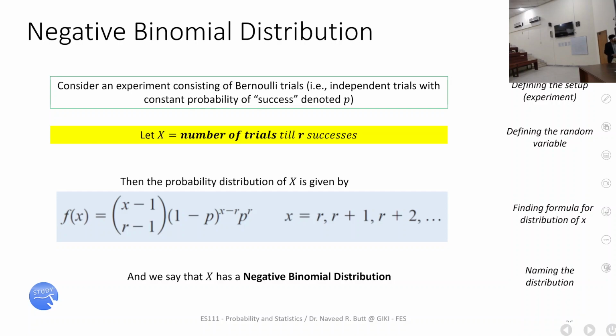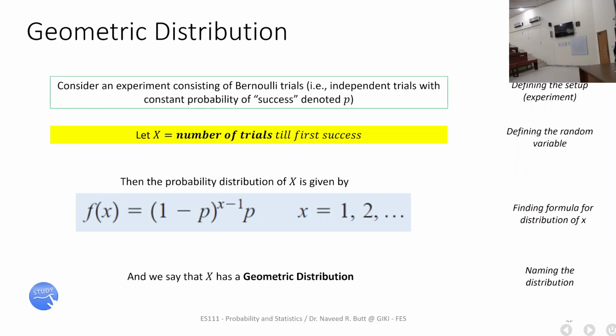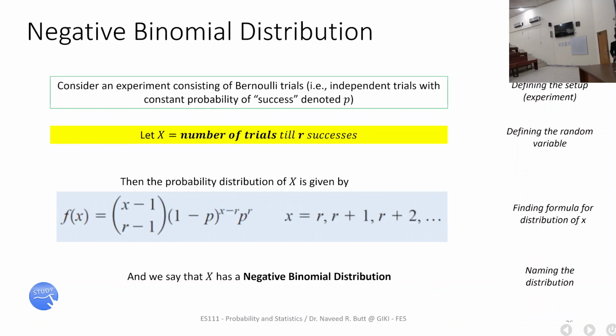Okay. Now let's change the question. Number of trials till R successes. This was saying number of trials till first success. This is saying number of trials till R. What do we mean by that? If X is 6, what are we saying? And let's say R is 3. Then we're saying that what's the probability that it will take me 6 trials to get 3 successes? Or it will take me 6 ICs to get 3 working?